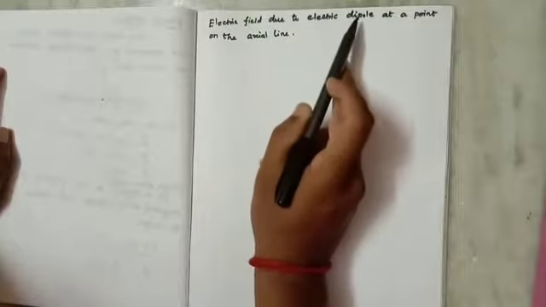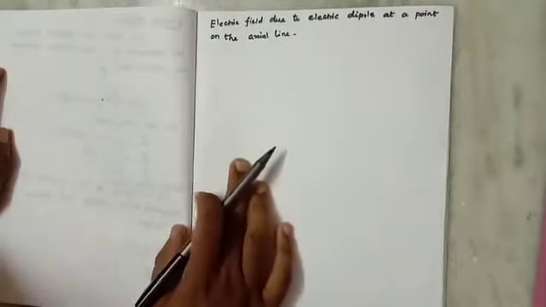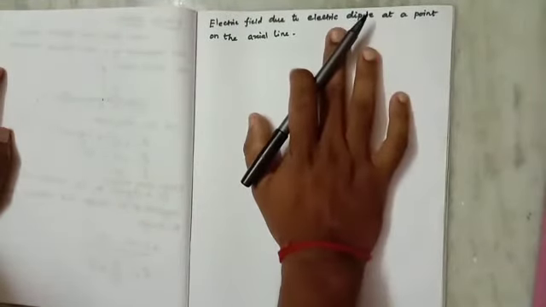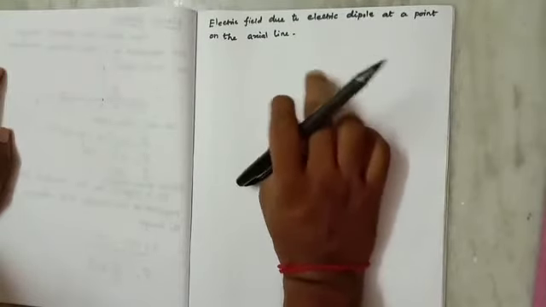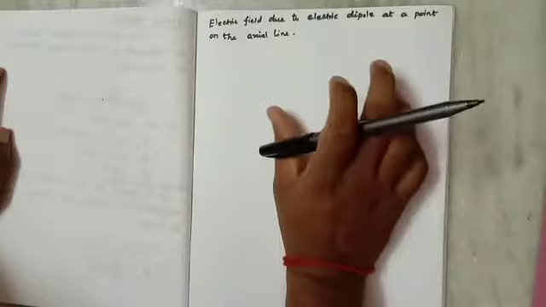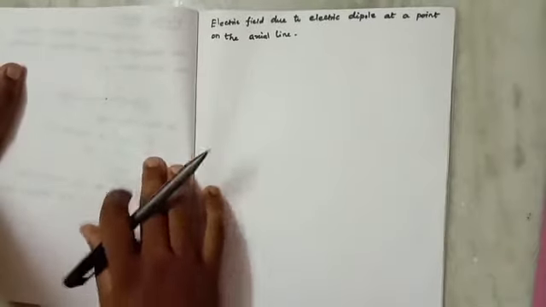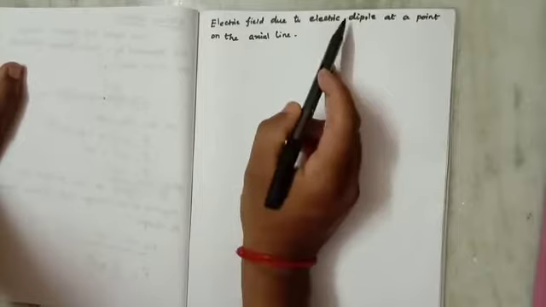Okay students, electric field due to electric dipole at a point on the axial line. Already I explained what an electric dipole is. You know what an electric dipole is? Two equal and opposite charges separated by a small distance constitute an electric dipole. Okay, so now we are going to calculate the electric field due to the electric dipole.